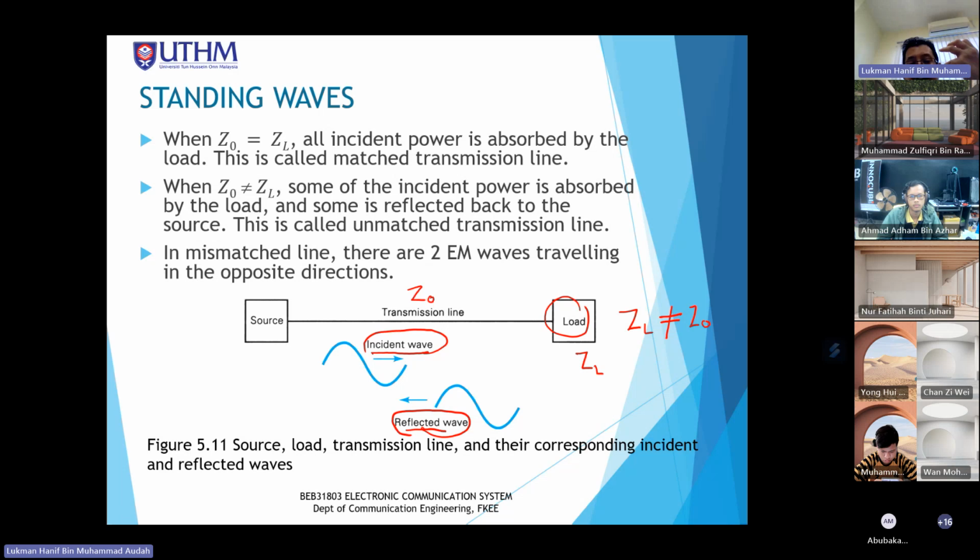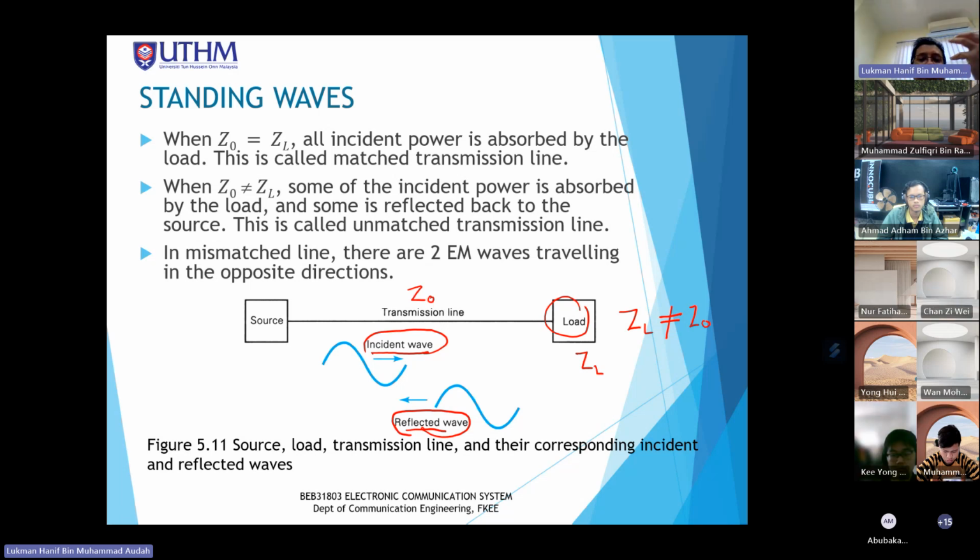Okay, ideally, we want all the incident wave to be absorbed by the load. Ideally. However, when the load impedance is not equal to the characteristic impedance, there's going to be reflection. Okay, so the reflection wave is what we call a reflected wave. It goes back to the source. So this is the loss that happens inside the transmission line.